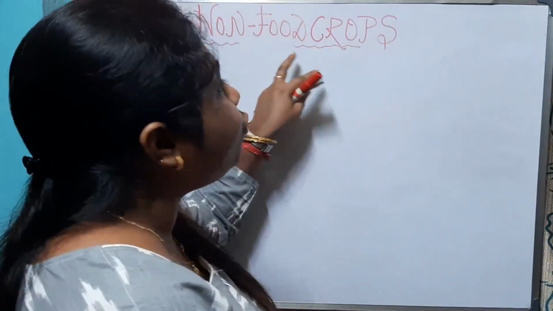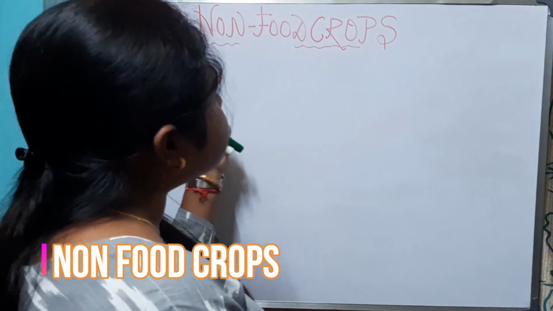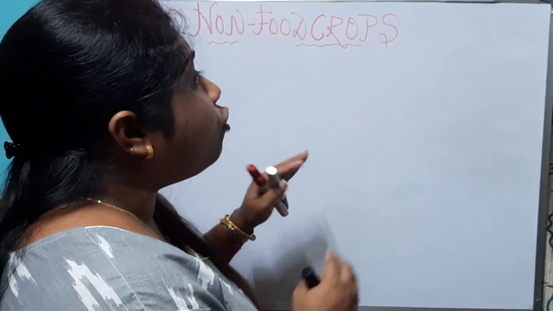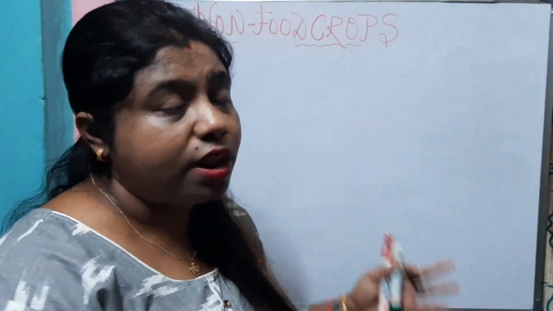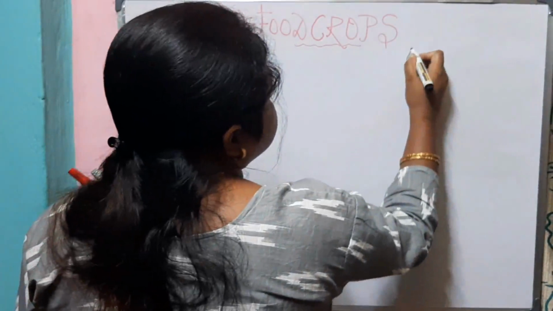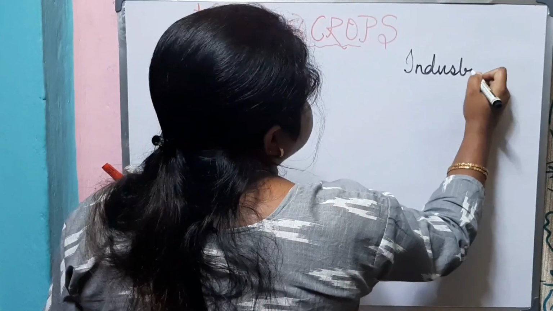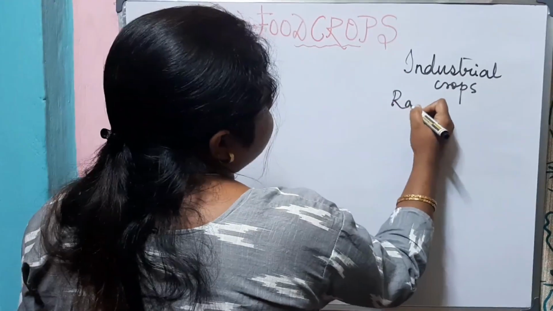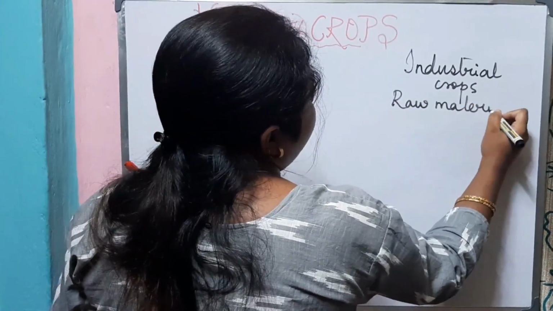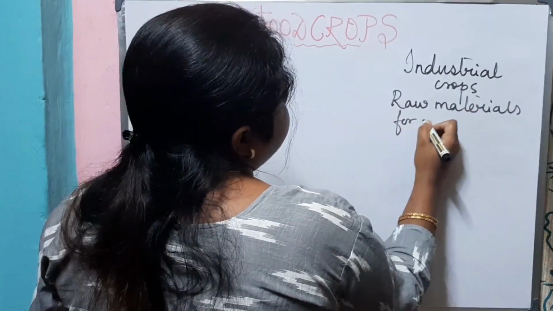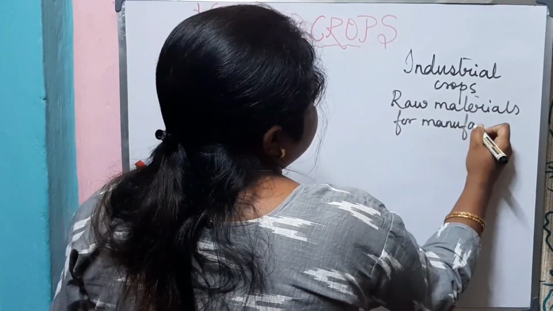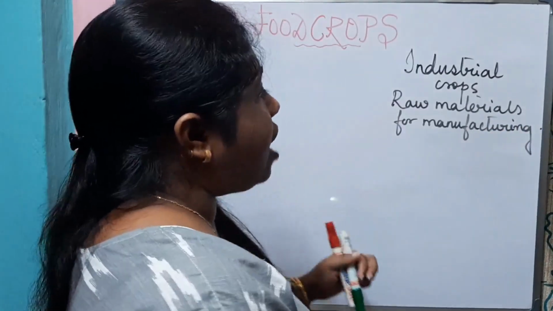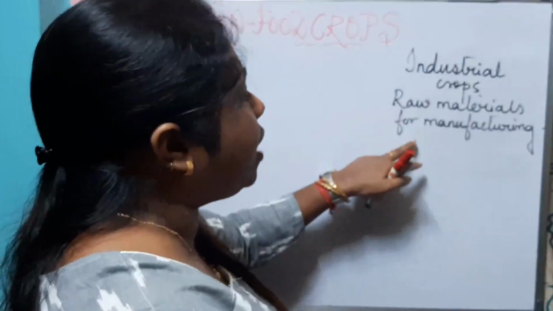Now what are non-food crops? You can well understand from the term that these are the crops which are cultivated not to provide food, not to feed the population. Rather, these crops are referred to as industrial crops. These crops are cultivated so that they can provide raw materials for manufacturing.